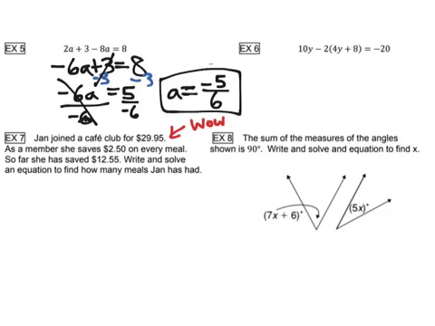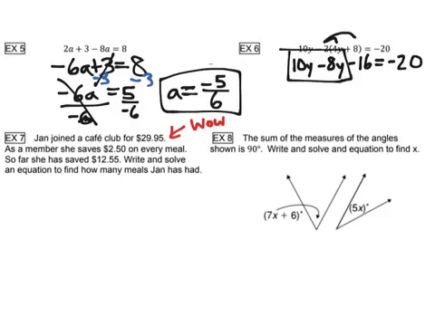Alright, next one, we do have to distribute. We have this negative 2 that we're going to multiply by 4y, so I'm just going to copy things down that I'm not worried about yet. So 10y, and then negative 2 times 4y is negative 8y, or minus 8y. And negative 2 times positive 8 is negative 16. And that equals negative 20. So we distribute it. Now we have to combine like terms.